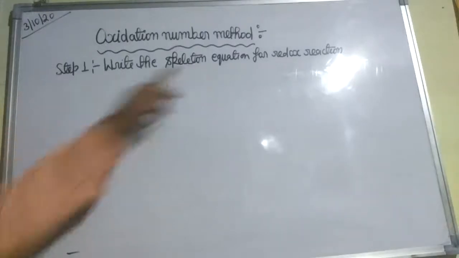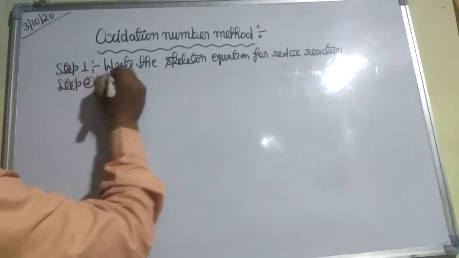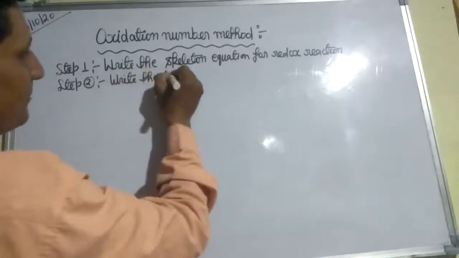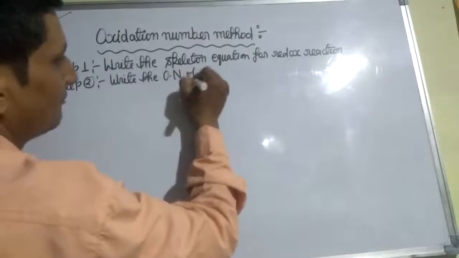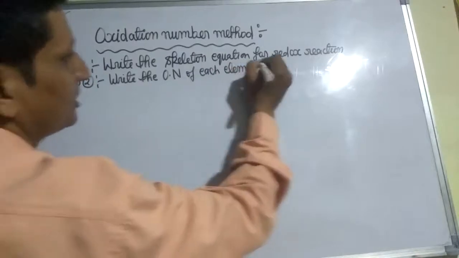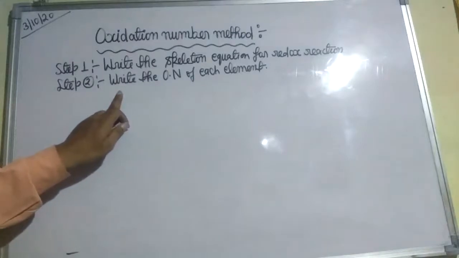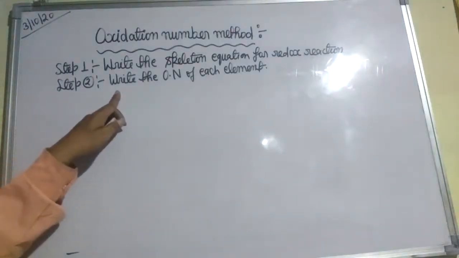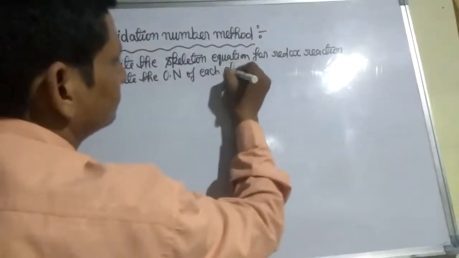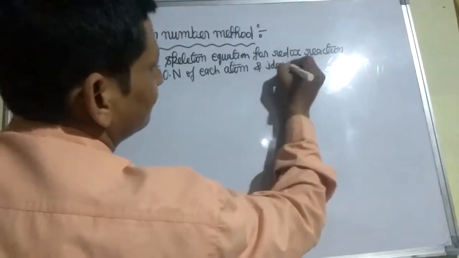Step 2. Write the oxidation number, ON, of each element, or we can also say each atom. Write the oxidation number of each atom and identify the atom whose oxidation number is changing.